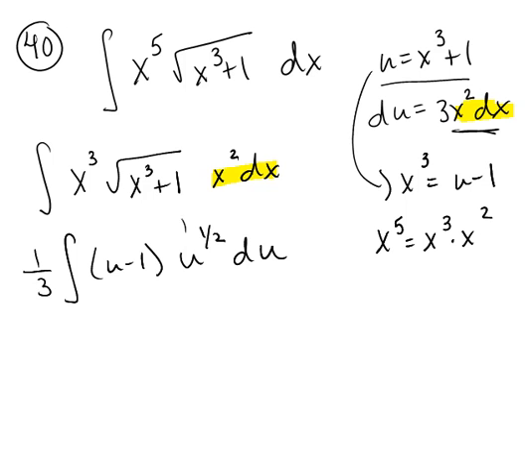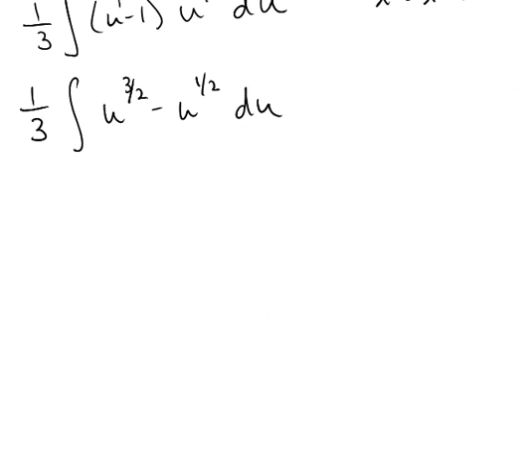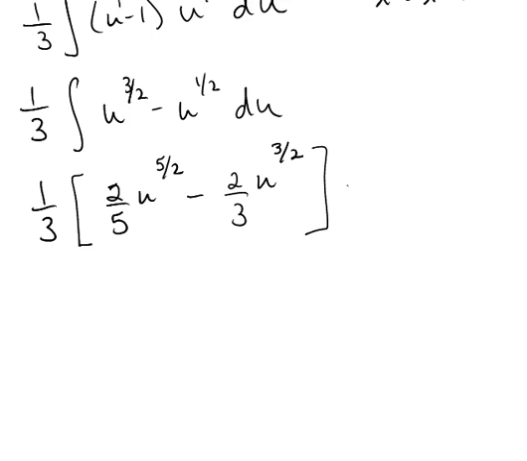Okay, and now you can distribute this u to the 1/2. So this is going to be 1/3 antiderivative of u to the 1 times u to the 1/2, so that's u to the 3/2 minus u to the 1/2 du. And now we're just going to add 1 to our exponent and put it over it to actually perform the integration. So this is 2/5 u to the 5/2, because you add 1, which is 5/2, and put it over it, minus, and then adding 1 here, that's going to be 2/3 u to the 3/2, and then plus c.